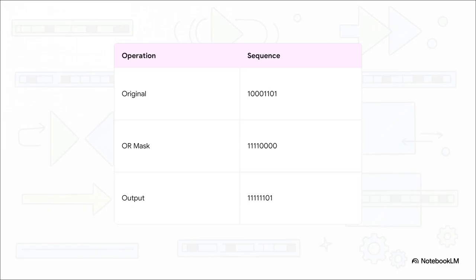So check out the first 4 bits where our mask has 1s. The output for that whole first nibble is set to 1, regardless of what the original sequence was. An OR mask is perfectly designed for setting bits. Where you put a 1 in the mask, you force the output to 1. Where you put a 0 in the mask, you just leave the original sequence exactly as it was.